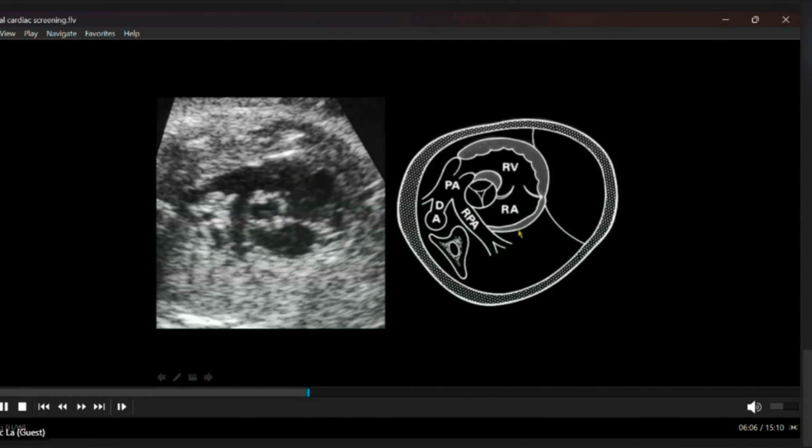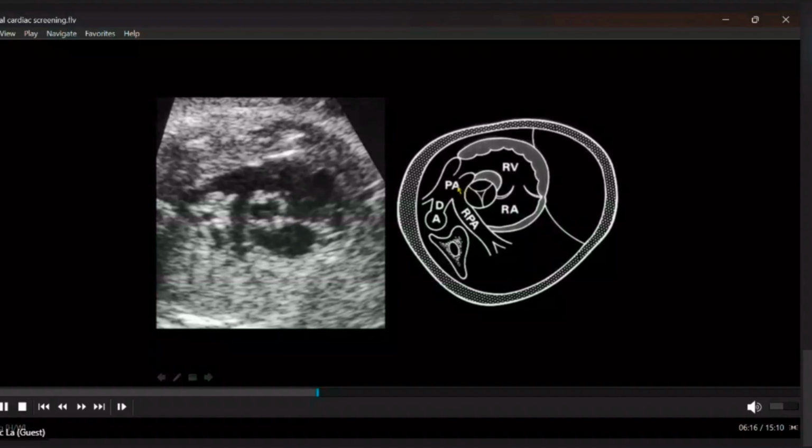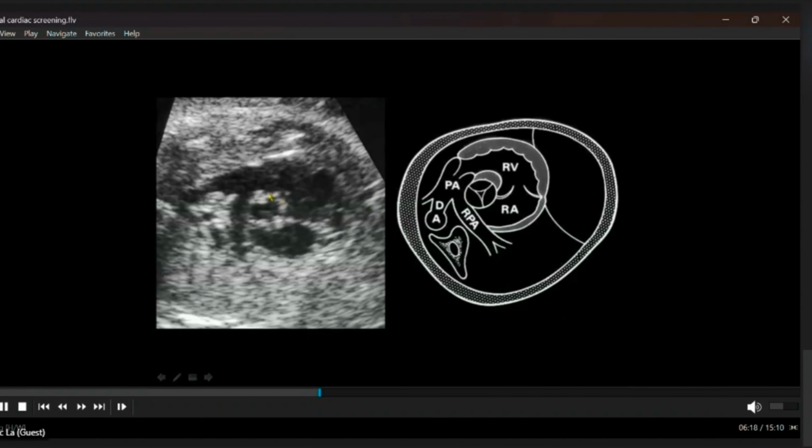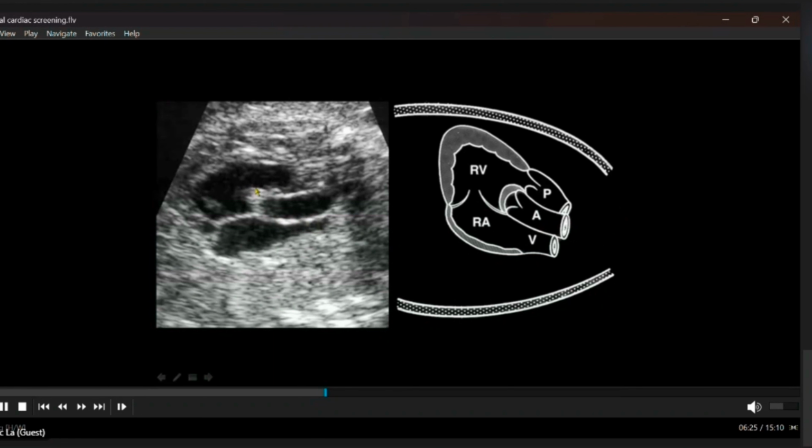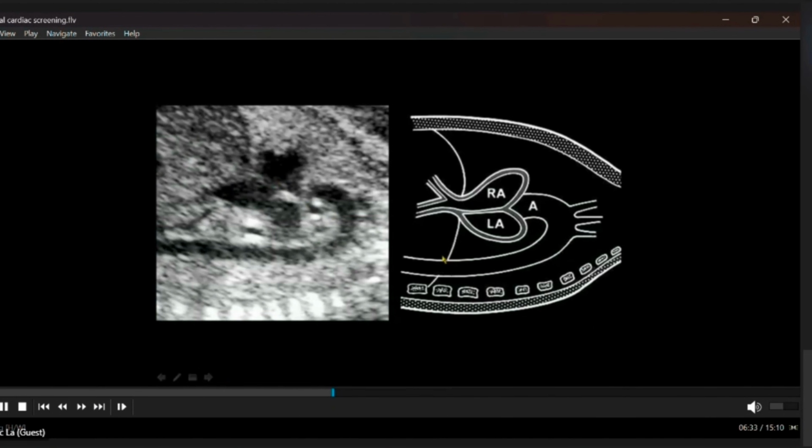This is the short axis view, where you see the right atrium, right ventricle, pulmonary artery. This view is very important to see this part of the septum, which is the outlet septum, especially in patients with tetralogy of Fallot, where you want to see if there is a defect and if there is a stenosis below the pulmonary artery. This view is nice to see. This is the ascending aorta, and this is the pulmonary artery, and this is the right ventricle outflow tract.